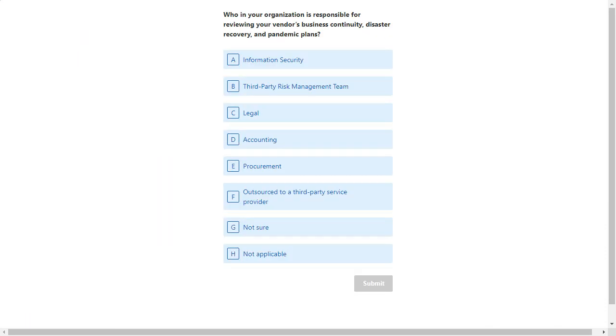Our next poll question is, who in your organization is responsible for reviewing your vendor's business continuity, disaster recovery, and pandemic plans? Information security, a third-party risk management team, legal, accounting, procurement, we outsource to a third-party service provider, not sure, or not applicable. Hershey, let's go ahead and answer another question from the audience.